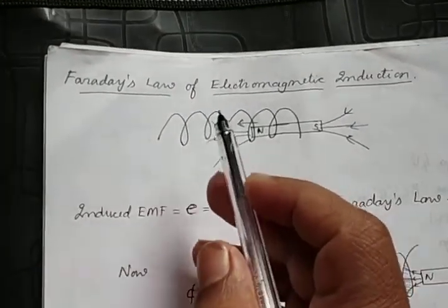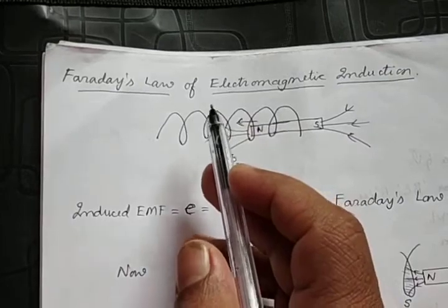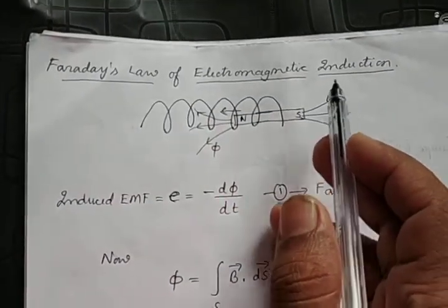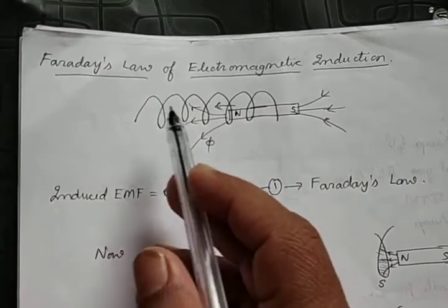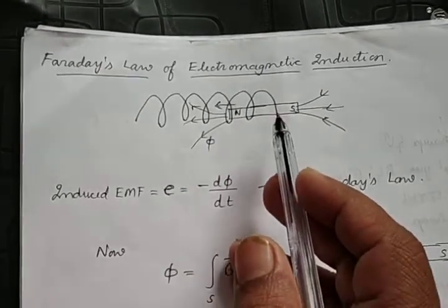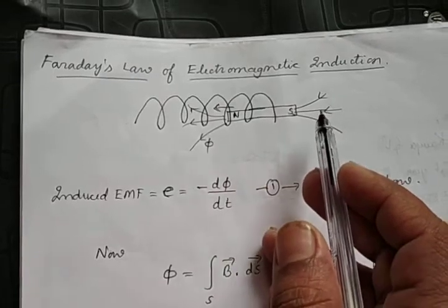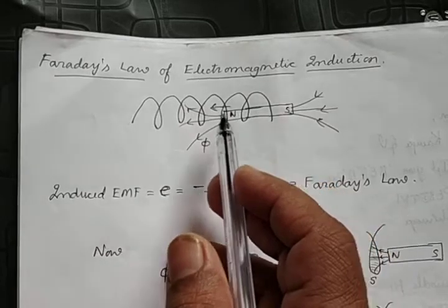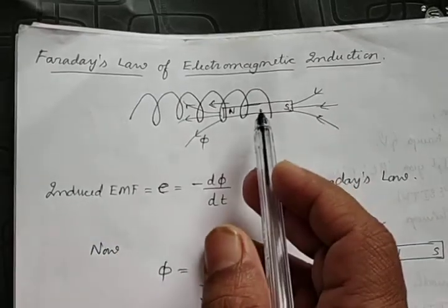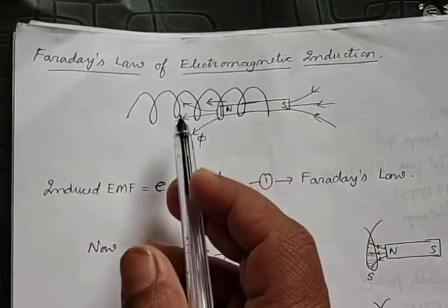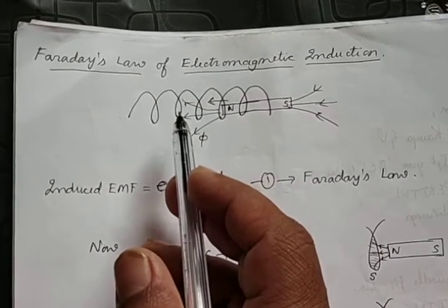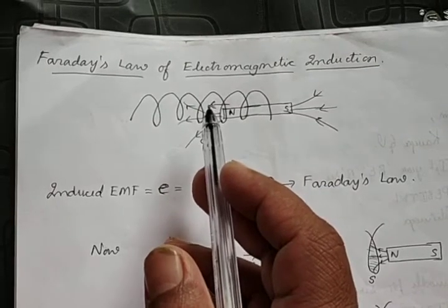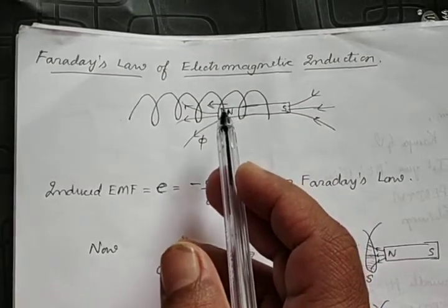Let us now discuss one more phenomenon in the magnetic field, that is called Faraday's law of electromagnetic induction. In this, we know that there is a solenoidal coil, and a magnet is taken and slowly inserted into the coil and is always made to move through the coil. As long as the magnet is moving through the coil, we find that an EMF gets induced in the coil. So this is known as Faraday's law of electromagnetic induction.